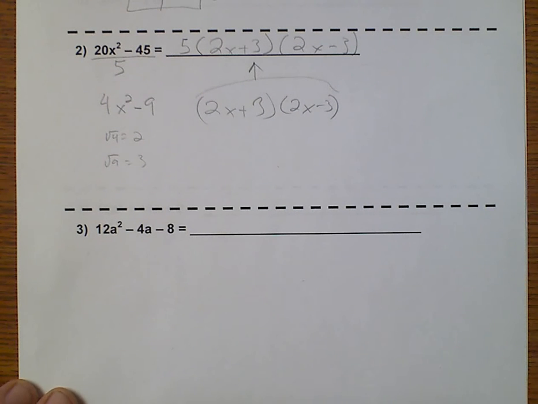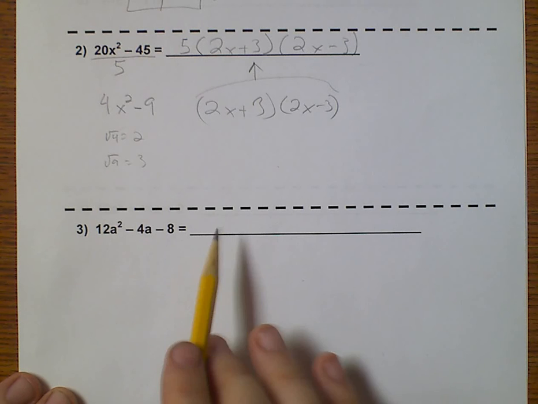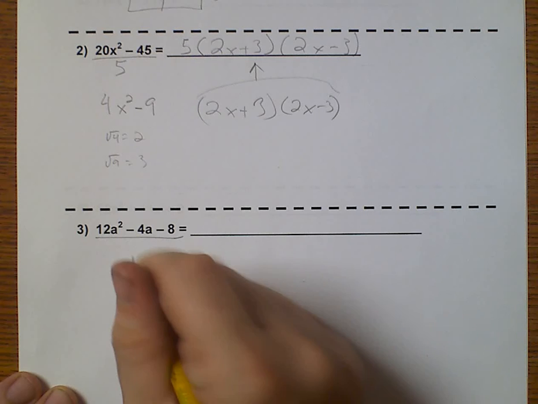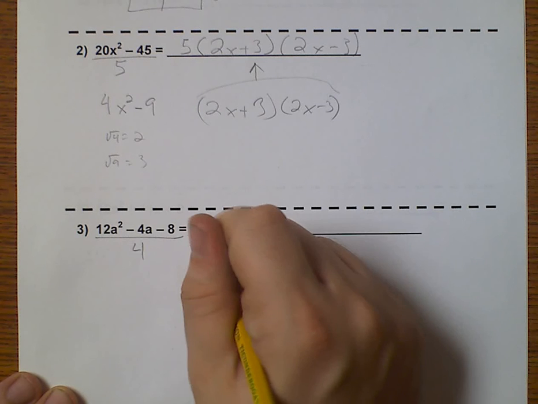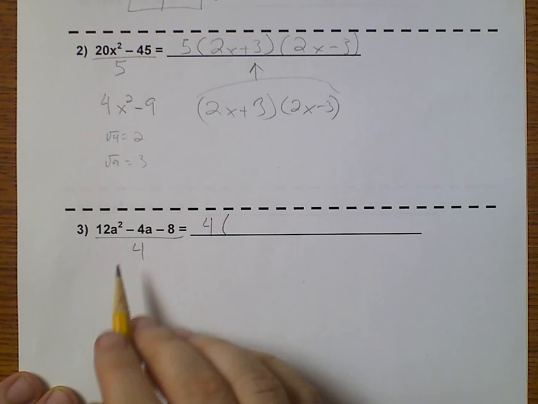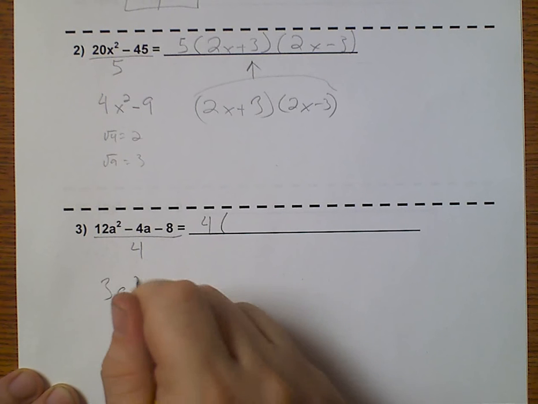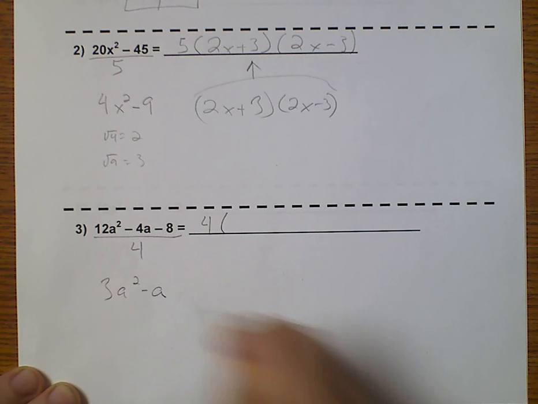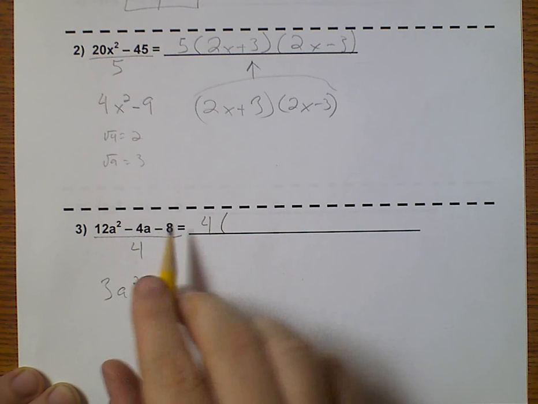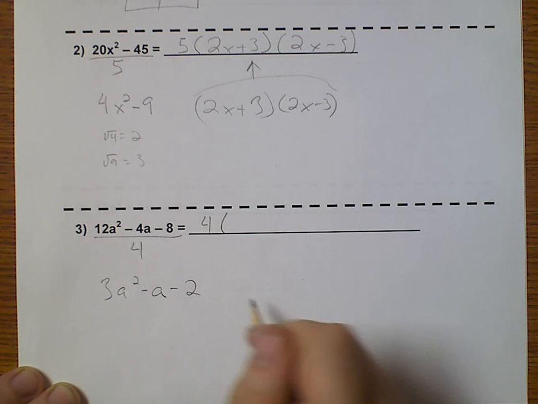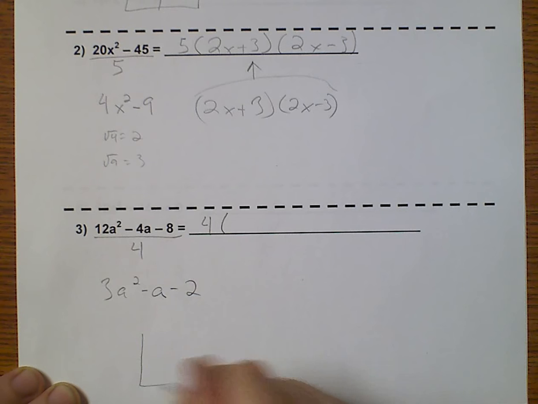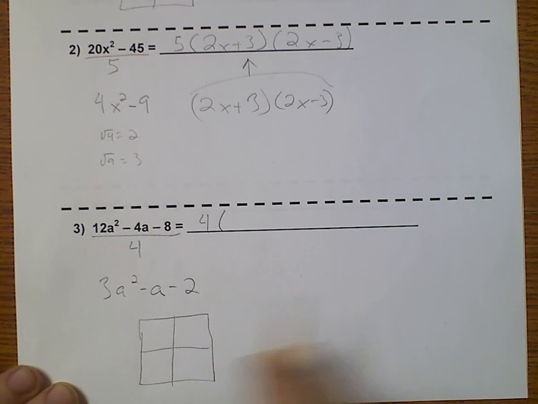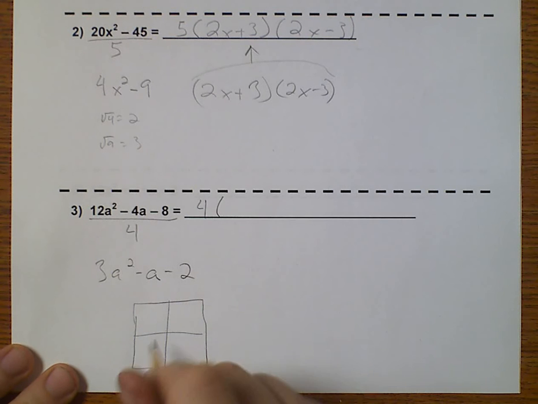Moving on to example number 3, I'm looking at all this, and all of this will divide by 4. Well, 12 divided by 4 is just 3. 4 divided by 4 is 1, so I'm just going to go ahead and write the letter A. 8 divided by 4 is 2. I have a trinomial, so I'm going to see if it will factor into the box.